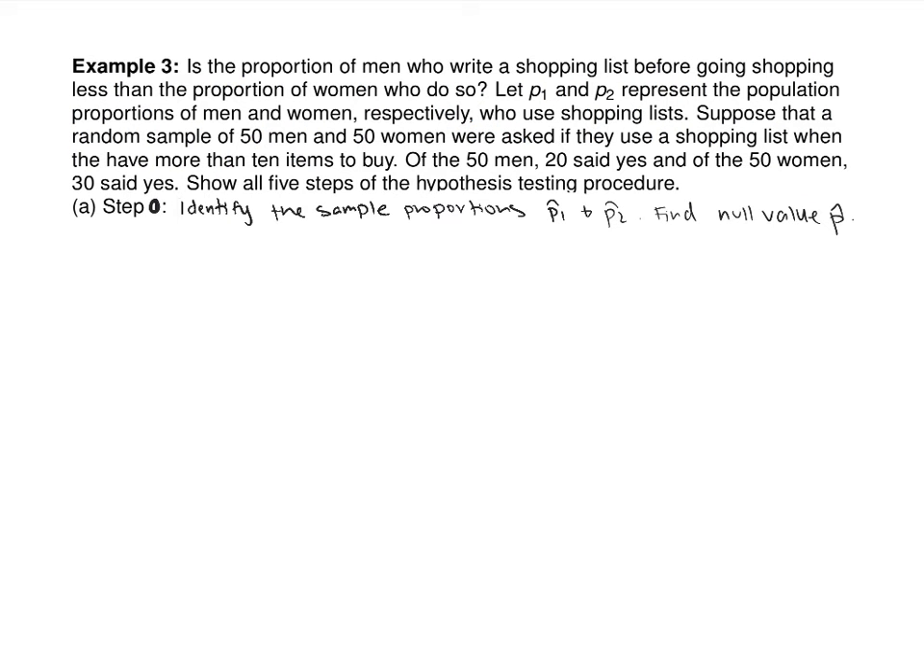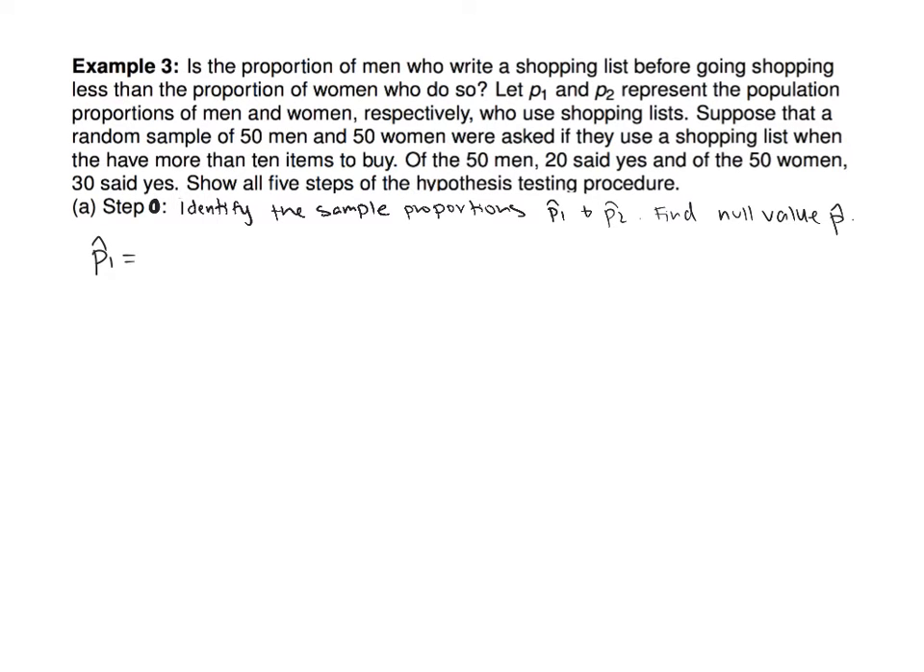So is the proportion of men who write a shopping list before going shopping less than the proportion of women who do so? We're going to let P1 and P2 represent the population proportions of men and women, respectively, who use shopping lists. And suppose we take a random sample of 50 men, 50 women, and they're asked if they use a shopping list when they have more than 10 items to buy. Of the 50 men, 20 said yes. Of the 50 women, 30 said yes. So show all 5 steps of the hypothesis testing procedure. And I'm going to add in a step 0, which is to find the sample proportions and then find the null value.